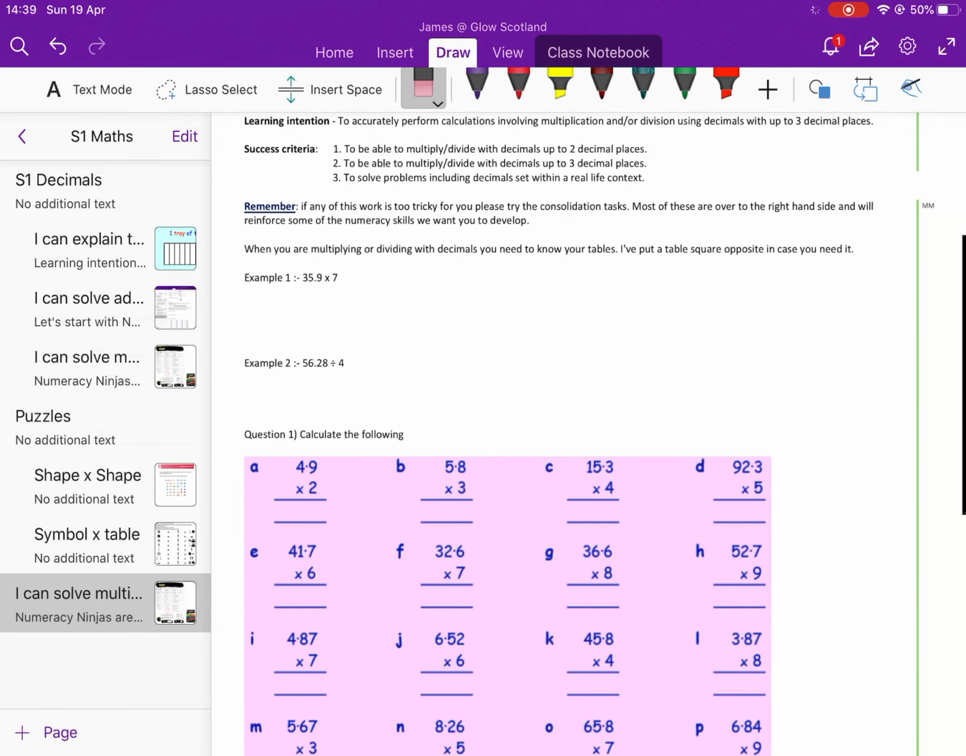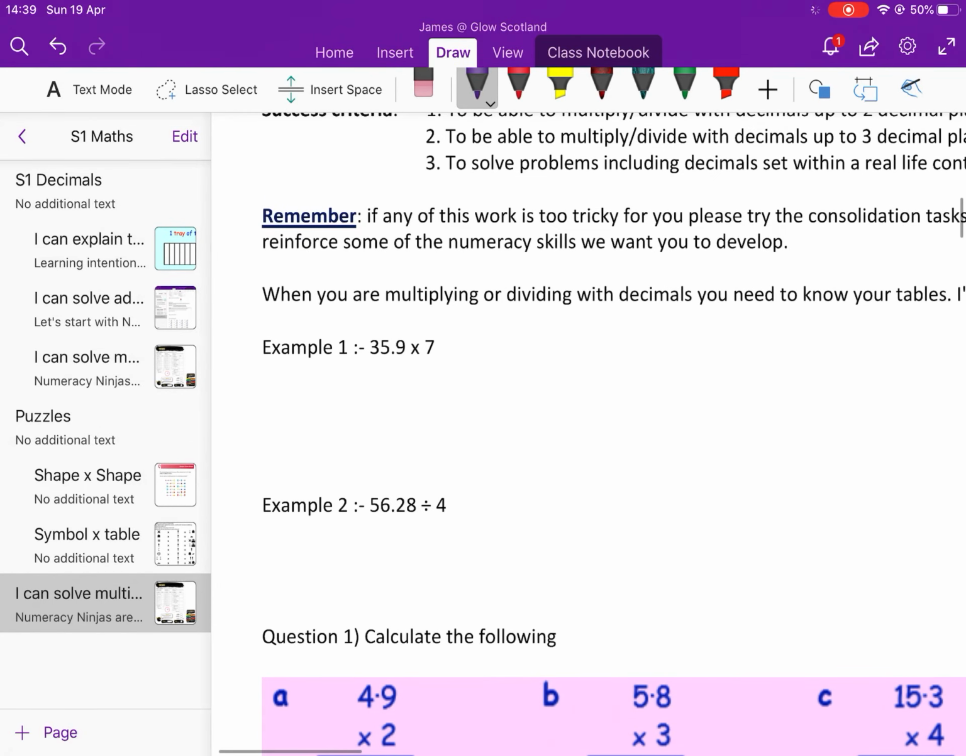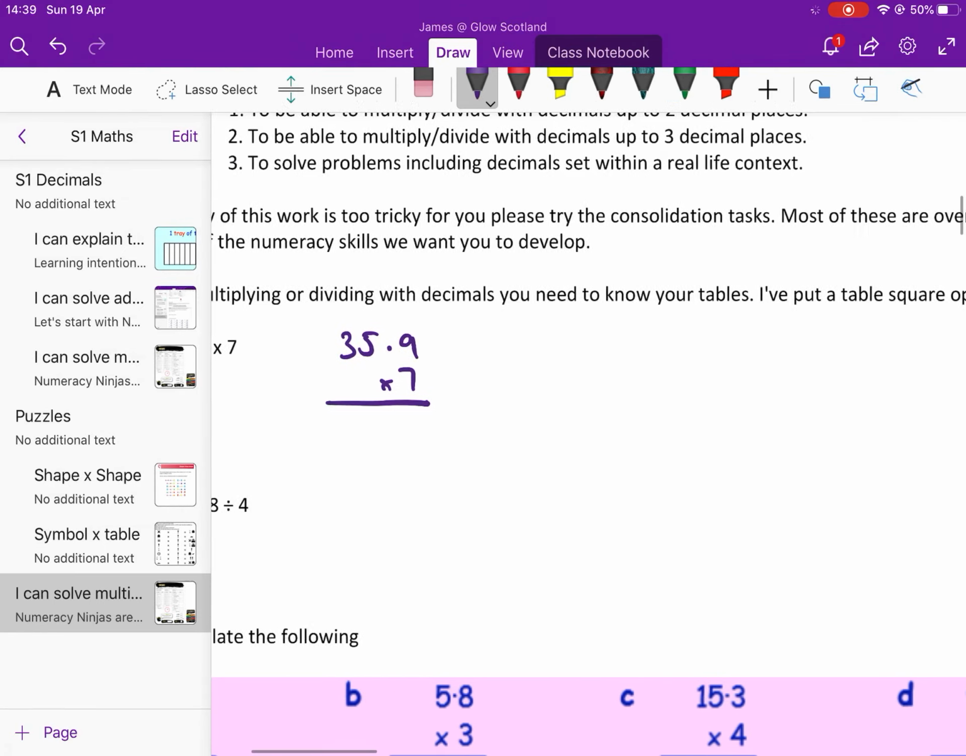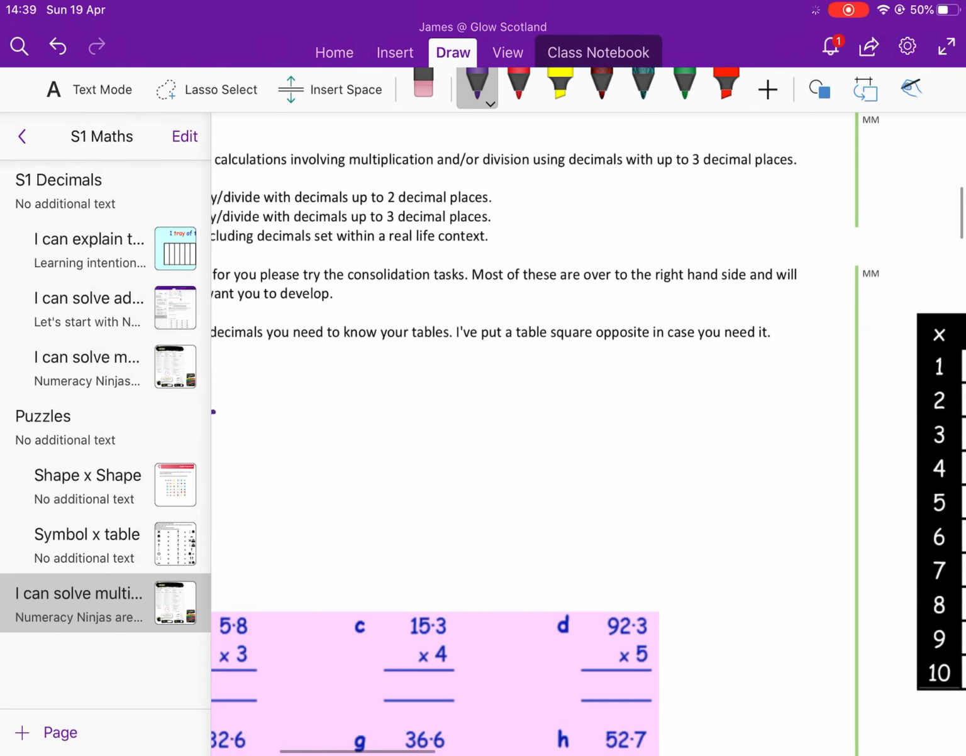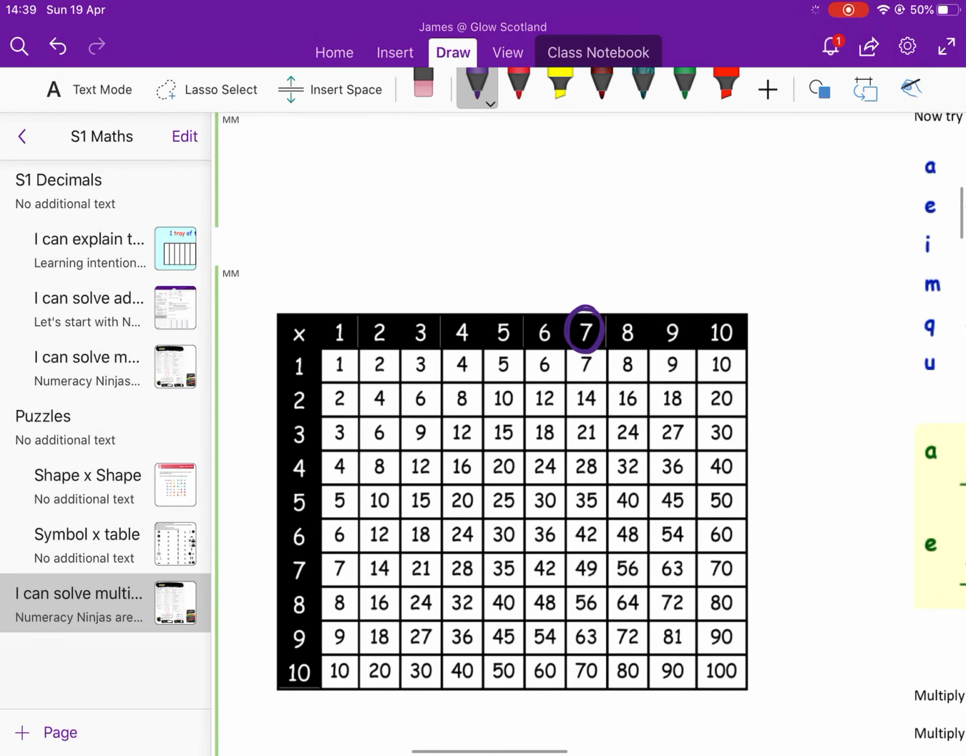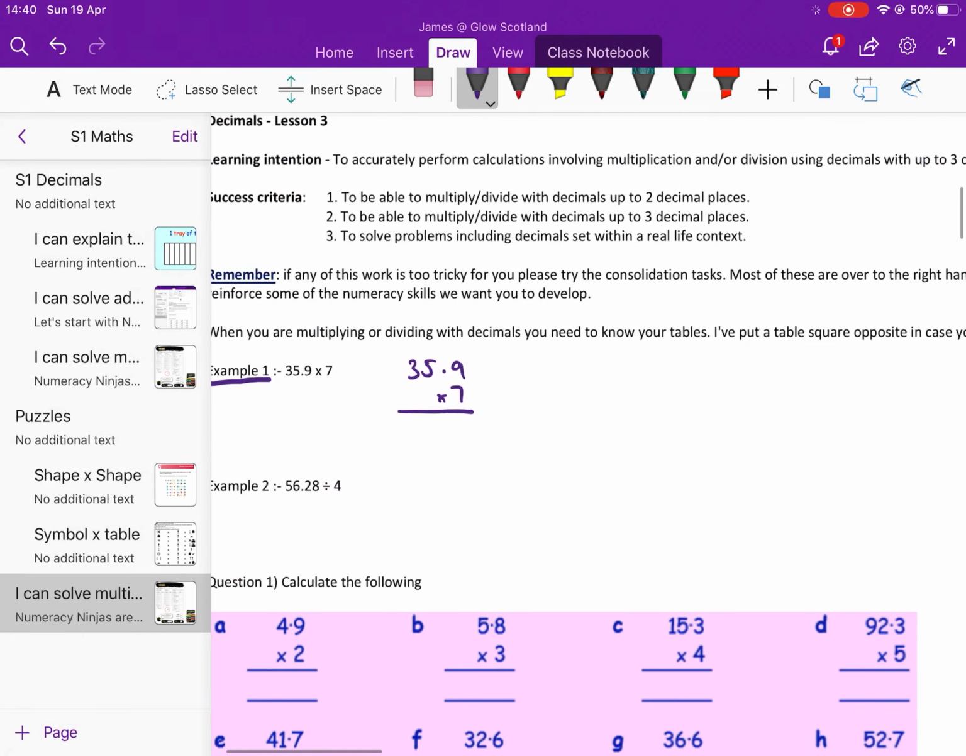I've got 2 examples on this side which I'm going to do first. Example 1 is 35.9 times 7. So I'm going to write that out, 35.9, multiply that by 7. Using the table square, I'm looking at the 7 times table. I've got 7 times 9 to begin with, where they meet, that's 63. So put my 3 down, carry my 6 over. I'm going to put my 6 here, you might put it underneath, that's up to you.